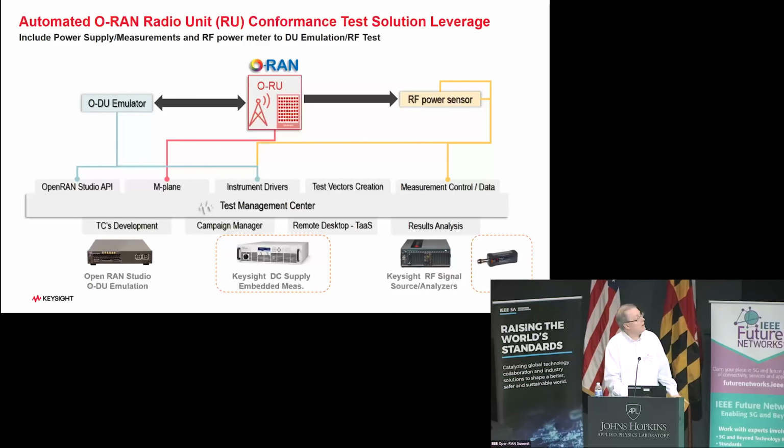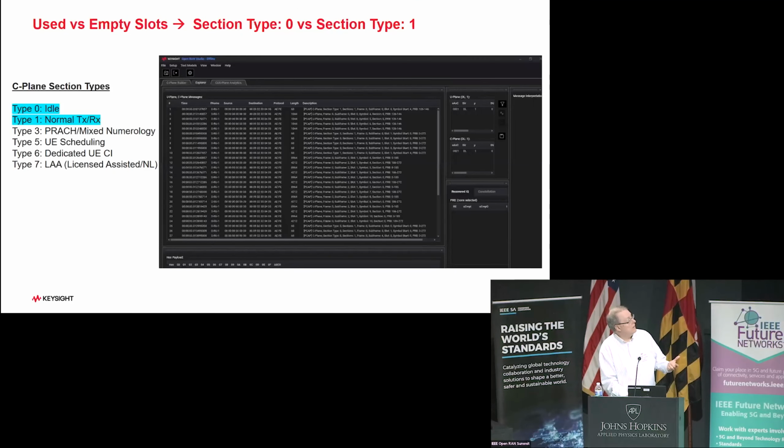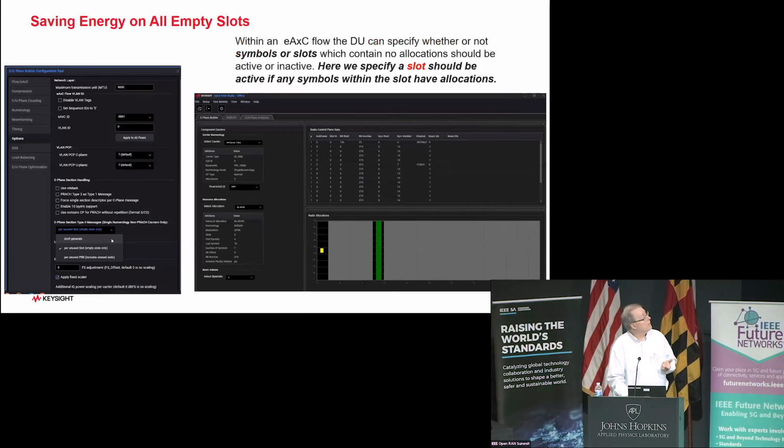This is the block diagram for what we had set up to make these measurements. Here we can look at the section IDs, and you can see type 0 is idle, meaning don't transmit, and type 1 is normal transmit or receive. So we have fine-grained control. What's shown on the right is that the gray boxes are symbols where we have inactivity. There shouldn't be any energy being transmitted.